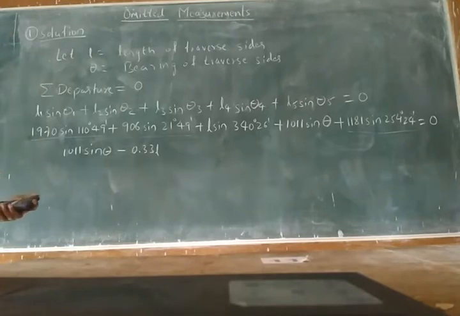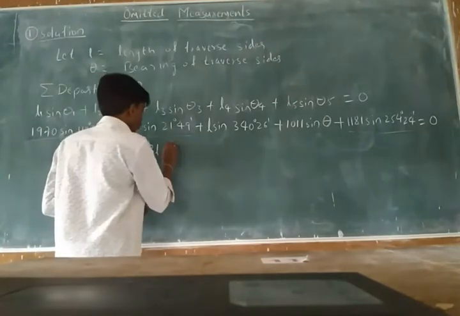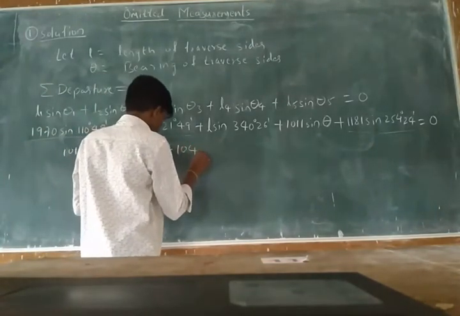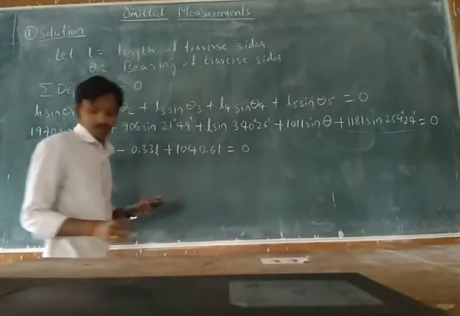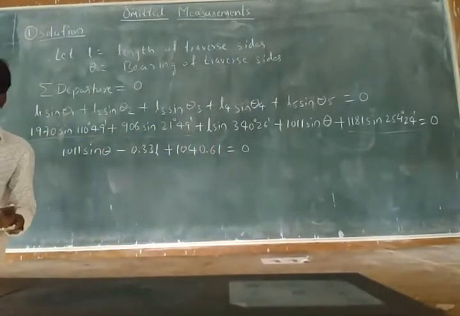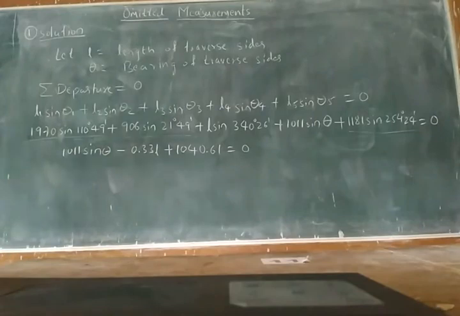So 1040.61, and it is positive. 1040.61, that is equal to 0. Now let's write this; this will be the second equation.